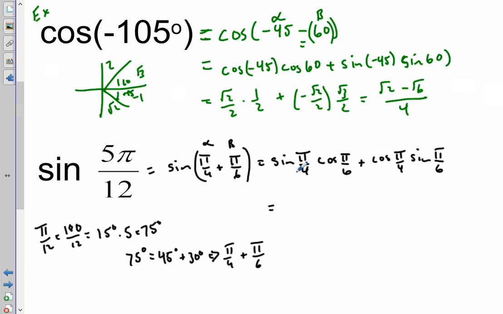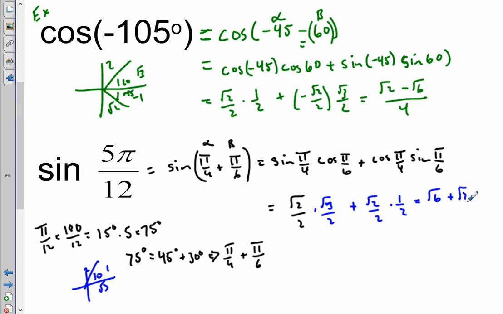From here, we can take sine of pi over 4, which is square root 2 over 2, times cosine of 30 degrees. If you're not sure what that is, I like to always draw a little tiny triangle. If we have 30 degrees right here, this would be 1, root 3, and 2. So cosine is going to be square root of 3 over 2, plus square root of 2 over 2, and then sine is going to equal 1/2. That can simplify to square root of 6 plus square root of 2 over 4. And that is our answer.